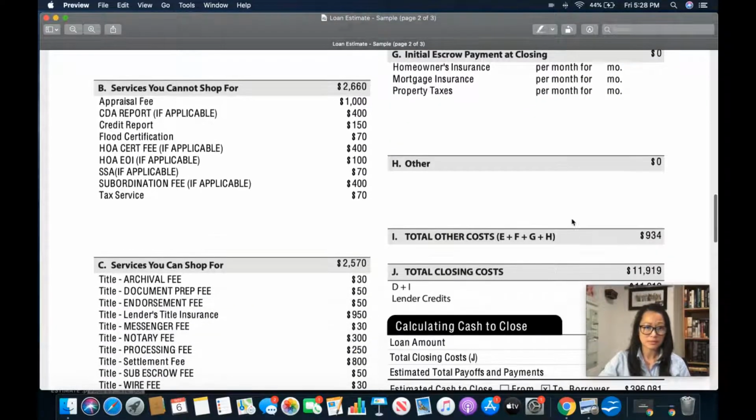So if you look in Section B, these are third-party fees that go out, and some of them don't even apply necessarily if you're not in an HOA complex.